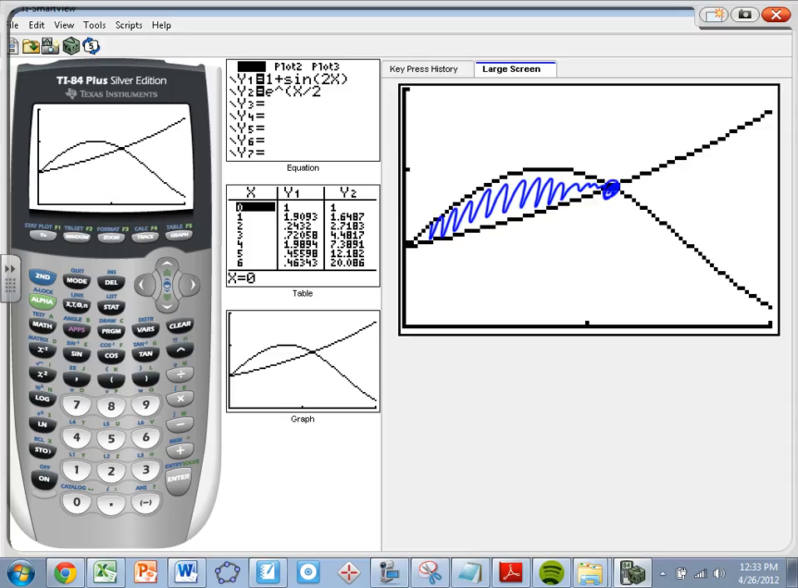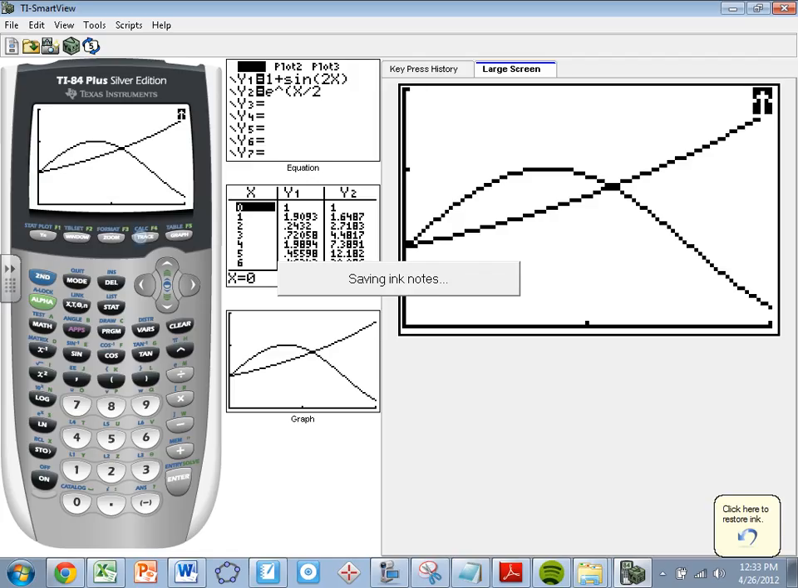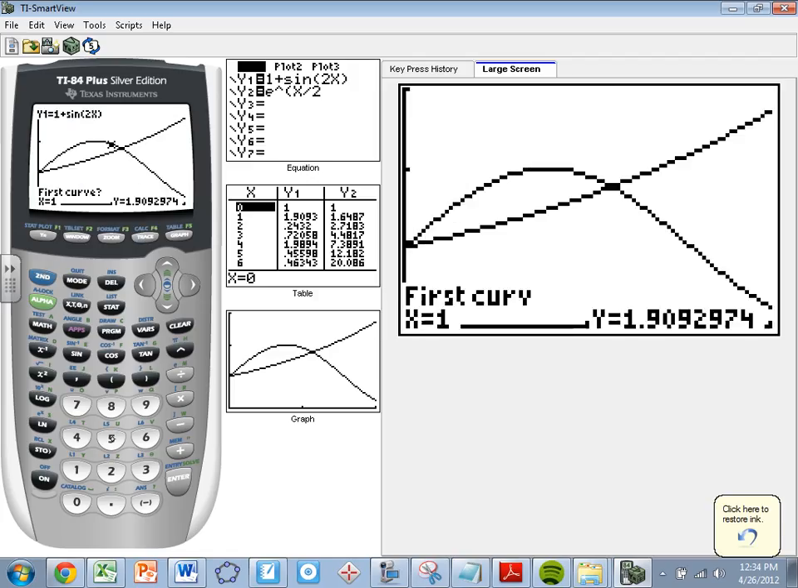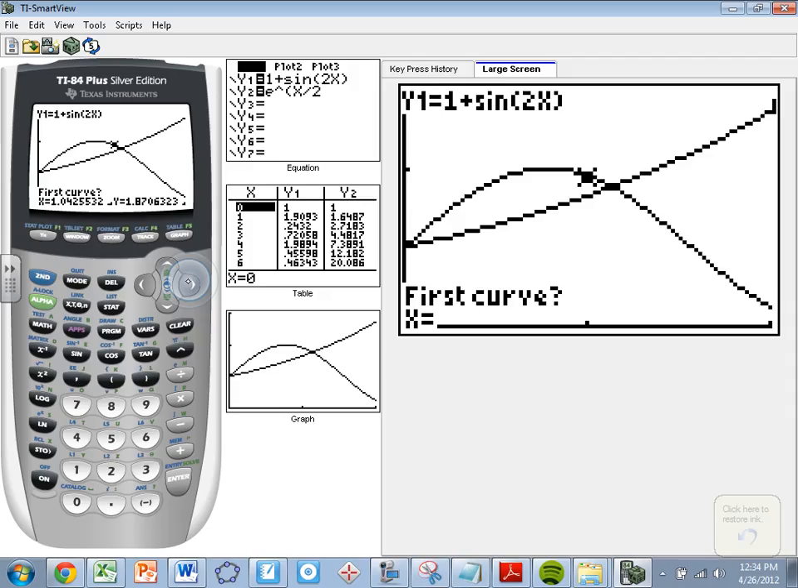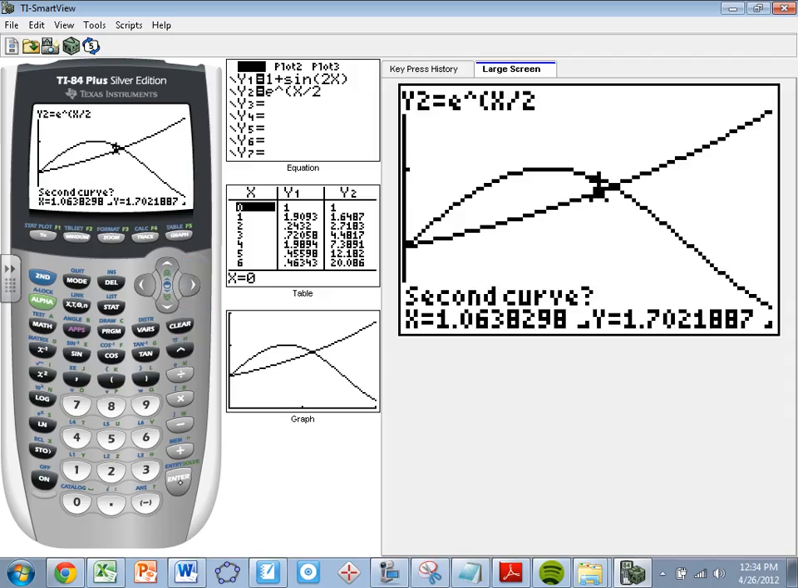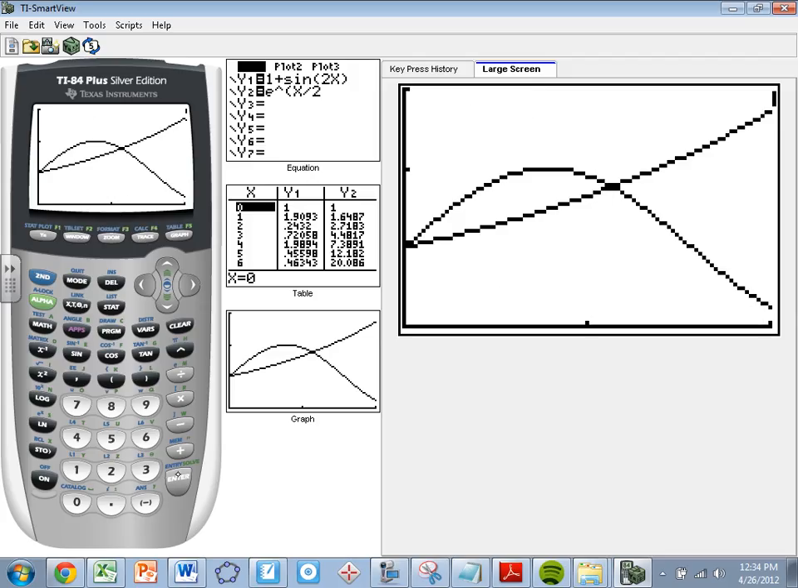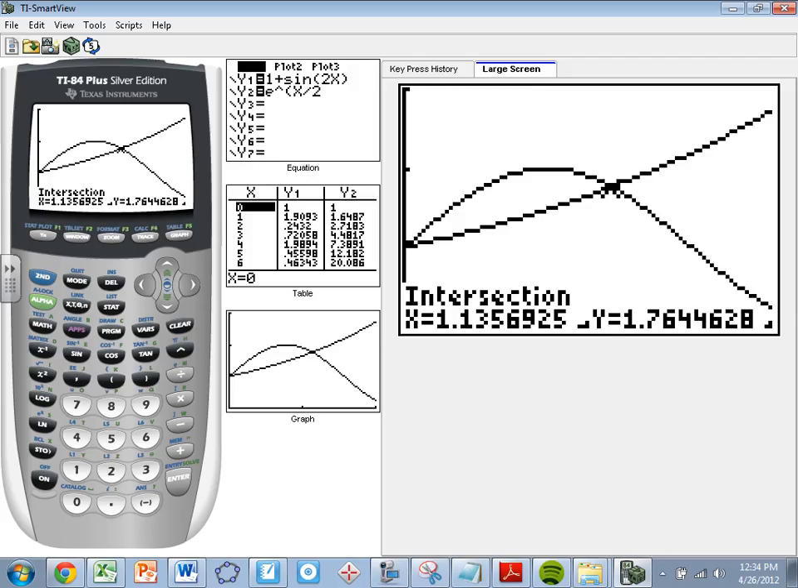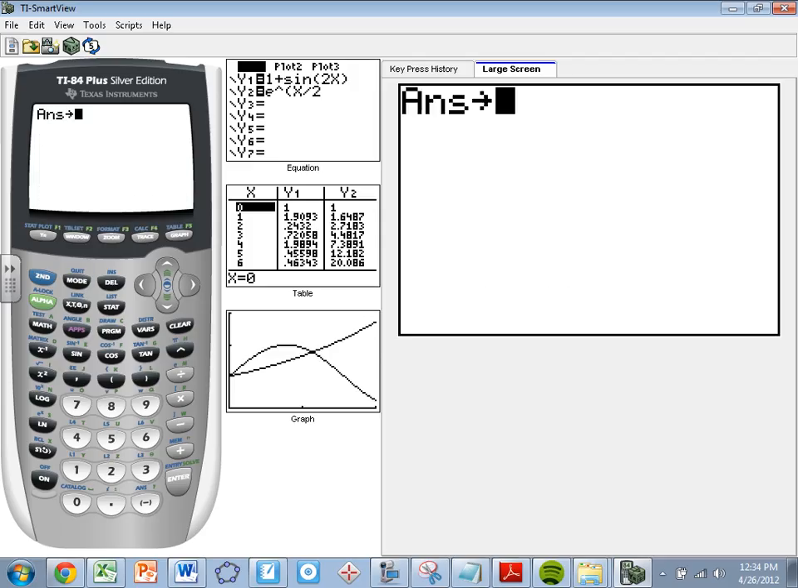We press second calculate. I hit number 5 to bring on my intersect. First curve, I go over, it's close to it. Hit enter. Second curve, it's close to it. Third curve, or guess, it's close to it. There's your value. What do I do with that value, everybody? Store it. How do I store? This is my answer right here. So I have to press second quit, press store, alpha A, enter. There we go. We stored it.